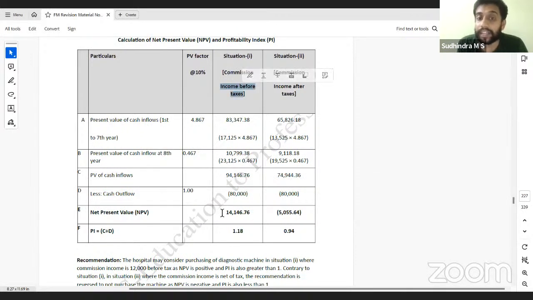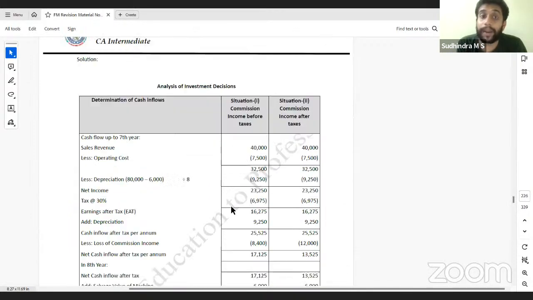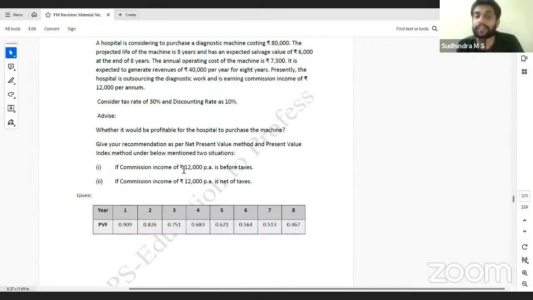If it is before tax, I'm getting a positive NPV. If it is after tax, I'm getting a negative NPV. Is that clear? Yes. So depending on whether it is before tax or after tax, our decision might change. They're asking us for NPV as well as the PVI, the present value index method.